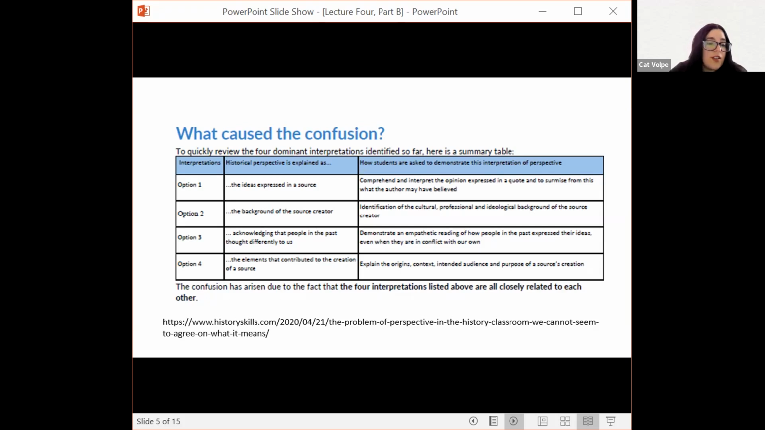This is what the author says of this article. The other option is that it's explained as acknowledging that people in the past thought differently to us.